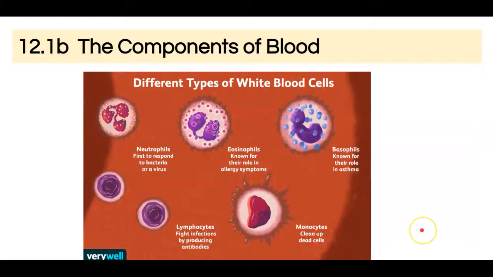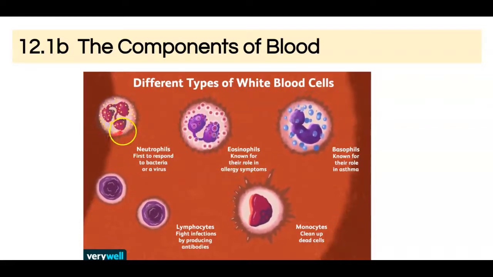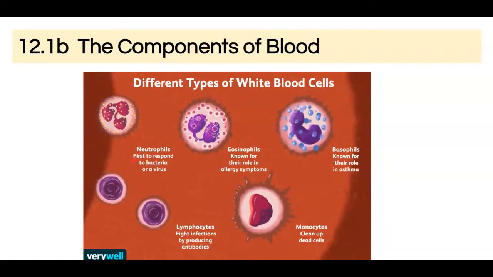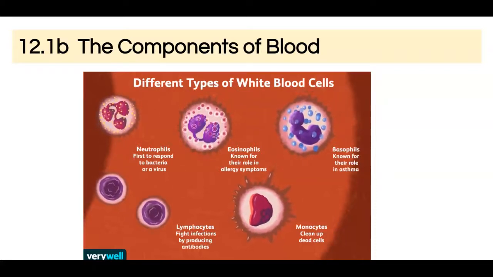Now, I want to talk just really briefly about the different types of white blood cells because often people think of white blood cells as being a singular entity, but there are different types of white blood cells with their different functions. So neutrophils are the largest in number. Most of our white blood cell count is going to be neutrophils. And they're the ones that are going to go off and fight any kind of foreign invaders like a bacteria, like a virus.